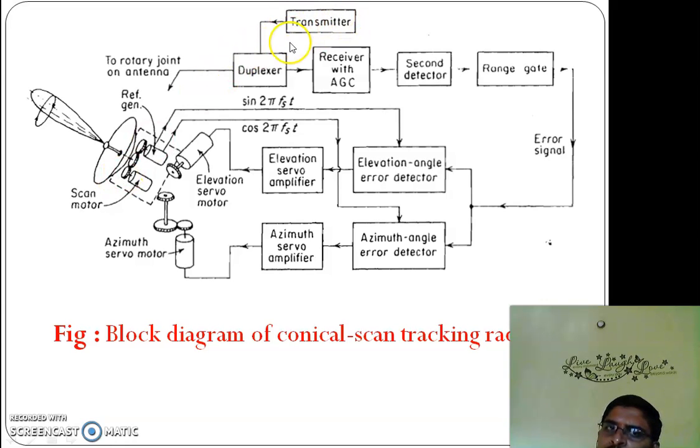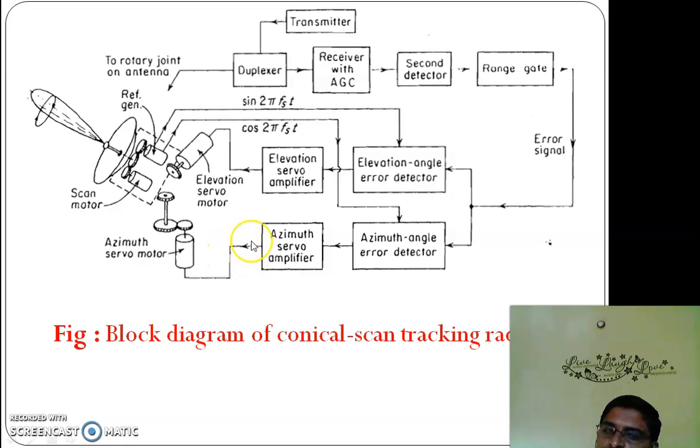And this is the transmitter, duplexer, and two rotary joints on the antenna. This is connected to the antenna. This is the receiver with AGC, automatic gain control. This is the second detector, which is used to extract the modulation. This is the range gate, error signal. These error signals are given to the elevation angle error detector and the azimuthal angle error detector. The elevation angle error detector detects the angular error in the elevation plane. This detector determines the angular error in the azimuthal plane, and these are given to the servo motors.